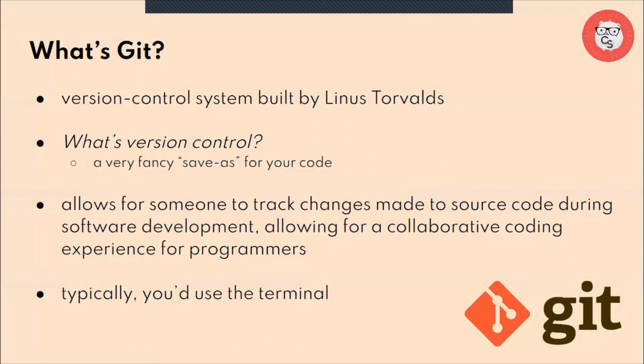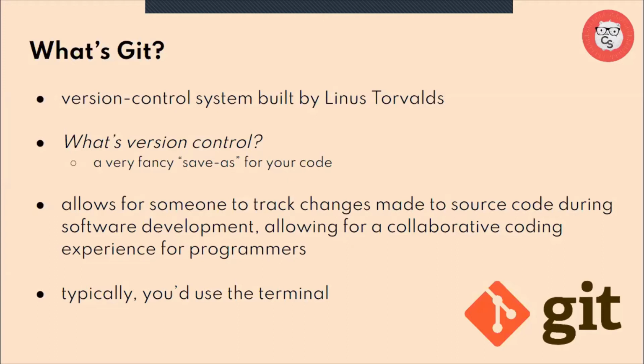So the first question is, what's Git? So Git is a version control system that's built by Linus Torvalds. If you guys don't know who Linus Torvalds is, he's a very famous computer scientist. He's the person that invented Linux, so that's pretty cool. And well, what's version control? It's basically a very, very fancy save as for your code.